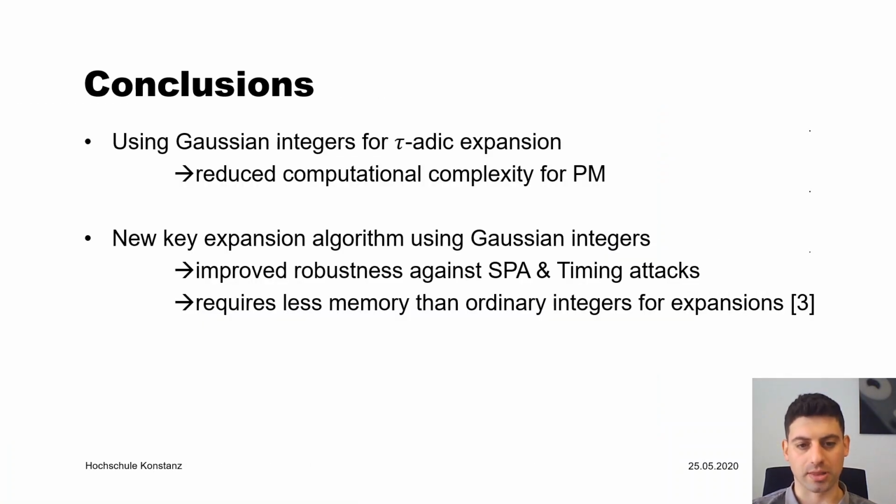Now, conclusion. In this work, we illustrated that Gaussian integers can reduce the calculation complexity of a point multiplication. Using the new key expansion algorithm, we can secure the calculation of the point multiplication against simple power analysis and timing attacks. Furthermore, we showed that Gaussian integers can reduce the memory requirements.